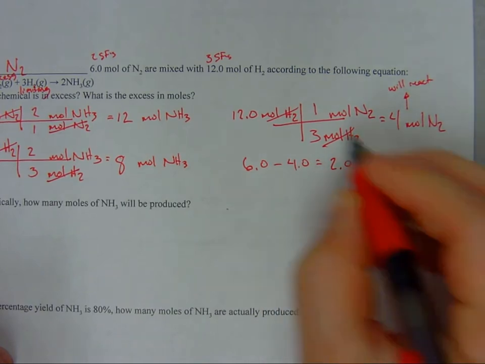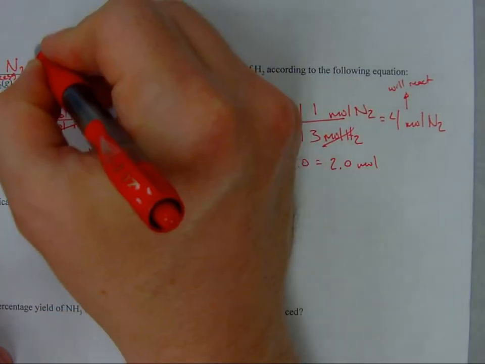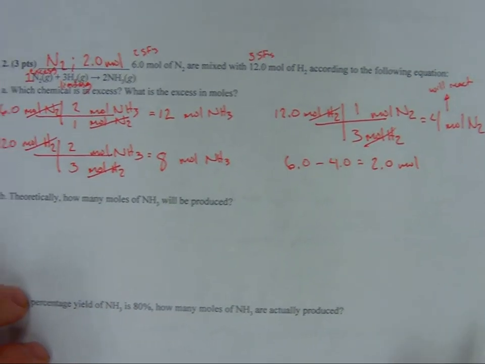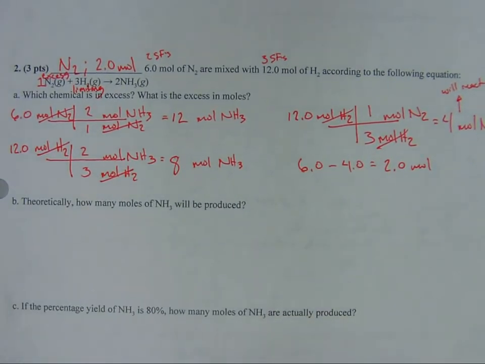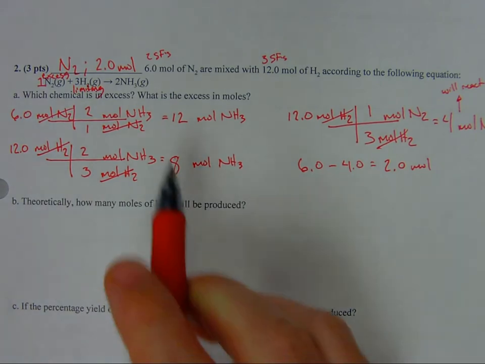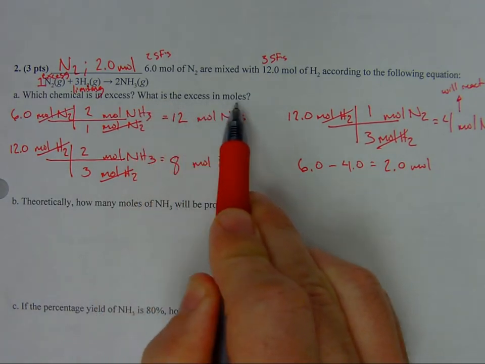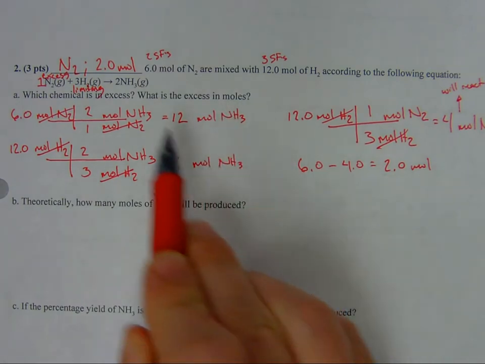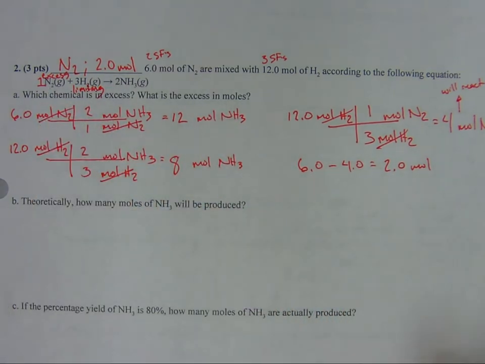All right, so this is the second part of my answer: 2 moles of N2 will remain. 2 moles of N2 will be in excess. There are a couple different ways you can phrase this second part of the question. What is the excess in moles? There are 2 moles excess N2.